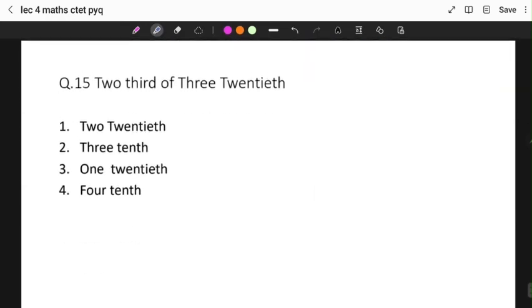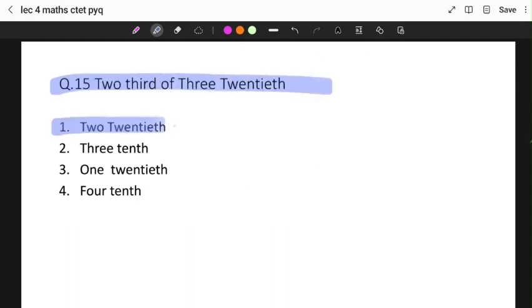Moving on to the next question, 2/3 of 3/20 is what? Now this question is homework. I'll give it to you as homework. You have to find the answer to this question. Other than this, take a screenshot of this question number 15.